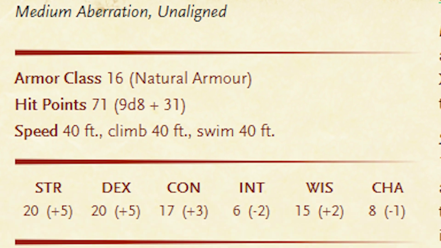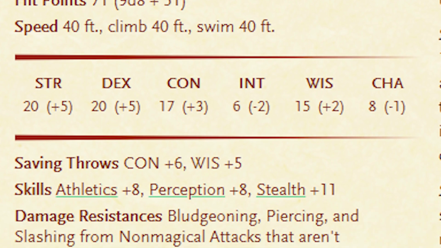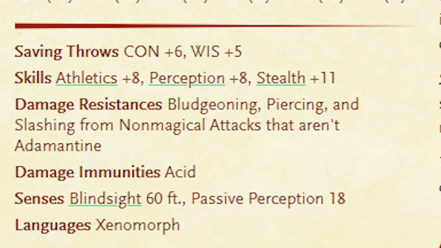Next are the stats, and the Xenomorph has the following: 20 strength, 20 dexterity, 17 constitution, 6 intelligence, 15 wisdom, and 8 charisma. They have a +6 to constitution saving throws and +5 to wisdom saving throws. They also have +8 to athletics checks, +8 to perception checks, and +11 to stealth checks.